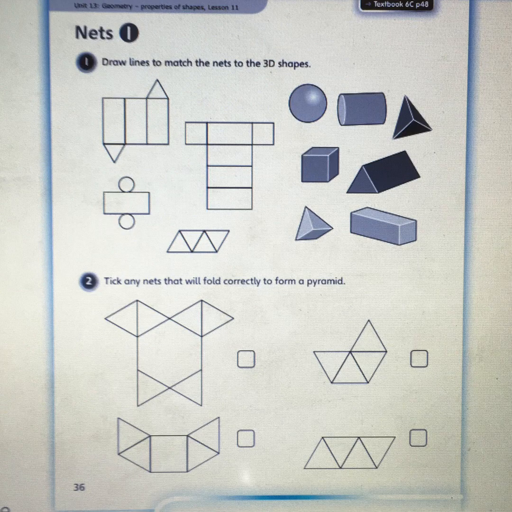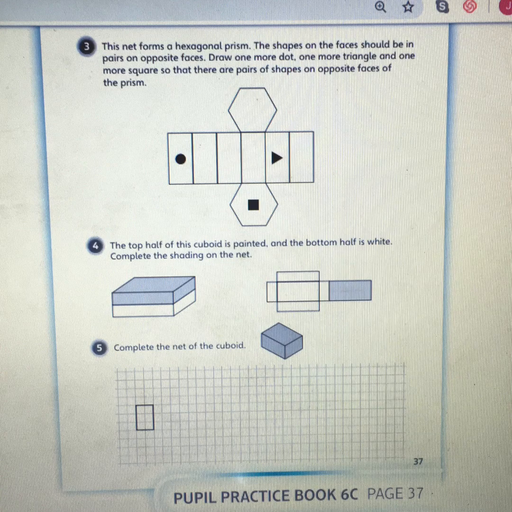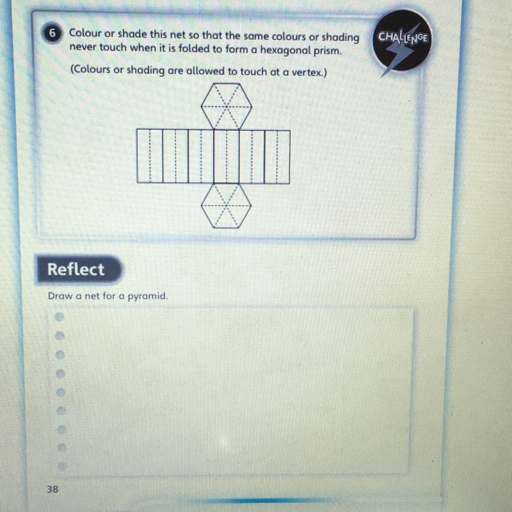Perfect. Right then, it is workbook time. So you do have this lesson in your textbook. So I want you to have a go at page 36 and page 37. And if you would like to do the challenge, there is also page 38. Right, pause the video and then we'll go through the answers together.